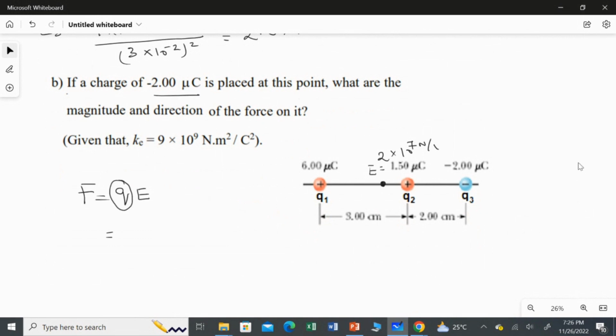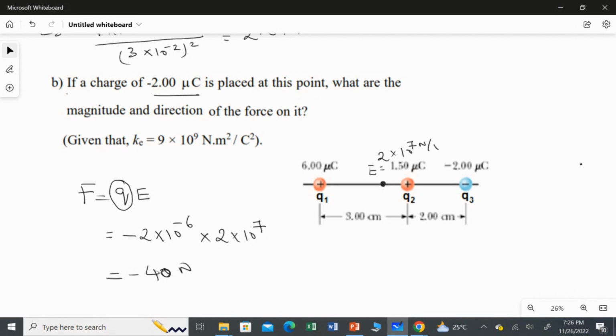We are bringing minus 2 microcoulomb in this place. So minus 2 multiplied by 10 power minus 6, multiplied by the electrical field at this point we found in the first part as 2 multiplied by 10 power 7. When you multiply, what will happen? That will be your answer. Multiply by minus 2 10 power minus 6, we got minus 40 Newton. So what's the answer? The magnitude of the force is 40 Newton, right?